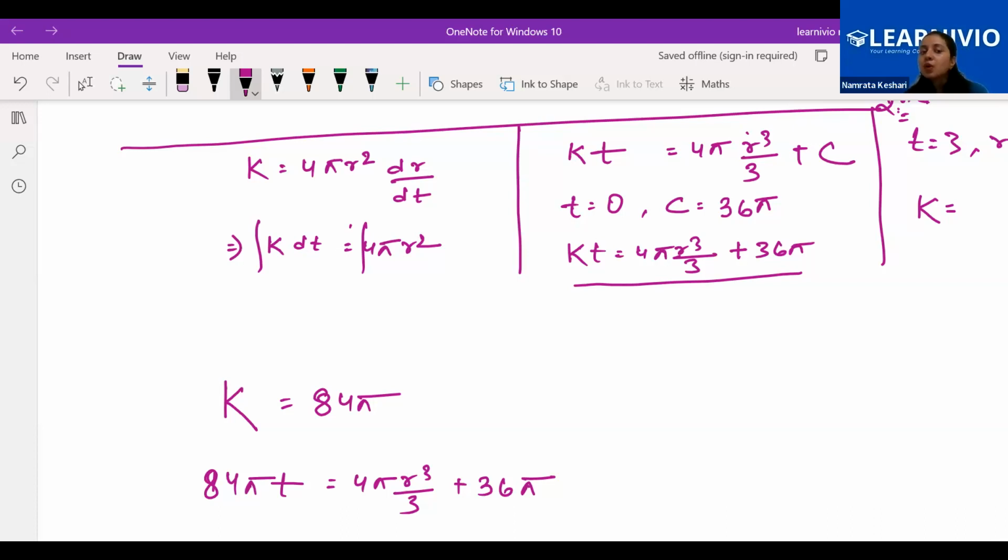A situation will always be given whenever we have to find the particular solution. Always you will be getting the condition. And when we don't have to find it, the way we were solving the previous question, we were keeping the constant of integration as it is, and that was also the solution. That was the general solution.